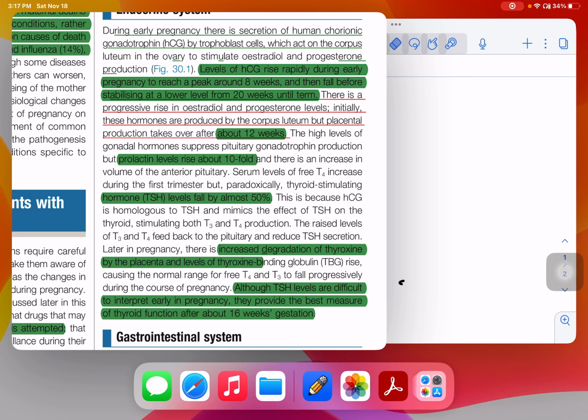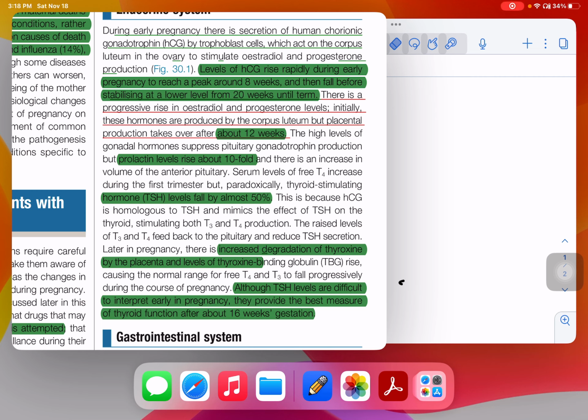Serum level of free T3 increases during the first trimester, but paradoxically thyroid stimulating hormone level falls by 50%. This is because HCG is homologous to TSH and mimics the effect of TSH on the thyroid gland, stimulating both T3 and T4 production. The raised levels of T3 and T4 feed back to the pituitary and reduce TSH secretion.